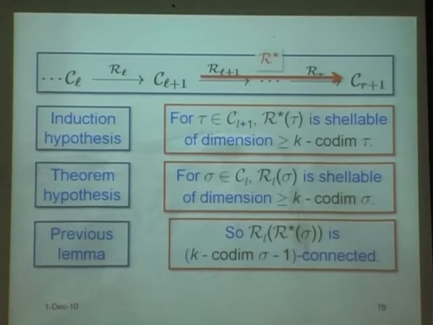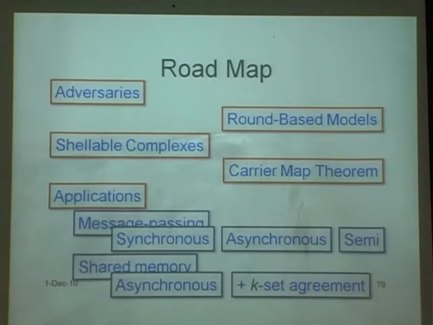And the previous lemma basically says that the composition is k minus codim sigma minus 1 connected, because the previous lemma says that if I'm operating on a shellable complex, then each individual simplex is k minus codimension minus 1 connected. So the previous lemma was we did all that work in order to get here. That's the proof.